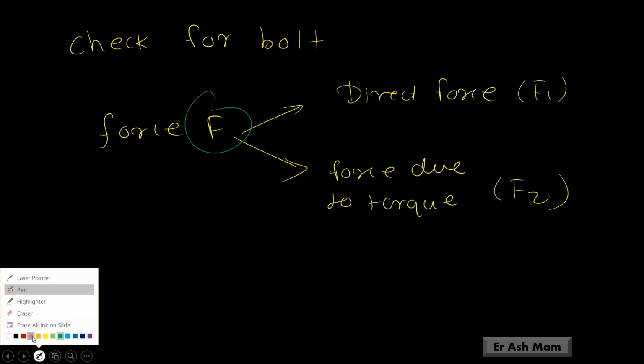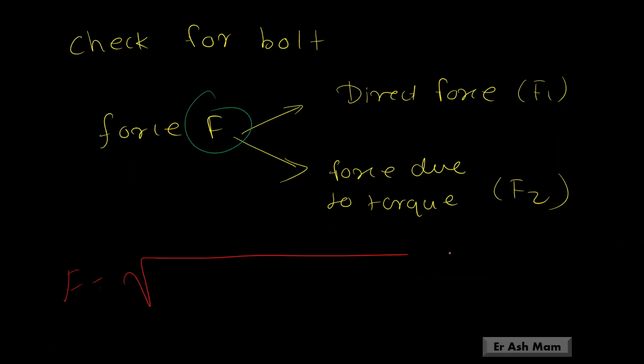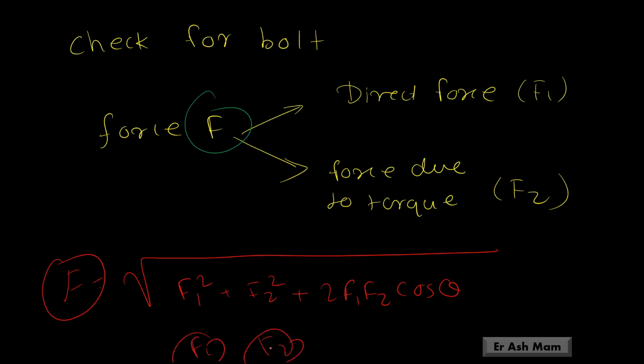F depends upon the formula: F1 square plus F2 square plus 2 F1 F2 cos theta. It is your mechanics formula. It means this force depends upon three factors: F1, F2, and theta. Now let's calculate. First is F1, that is the direct force on critical bolt A.